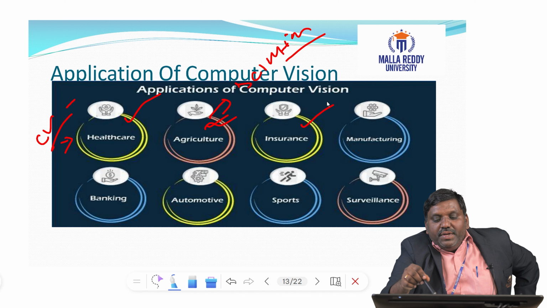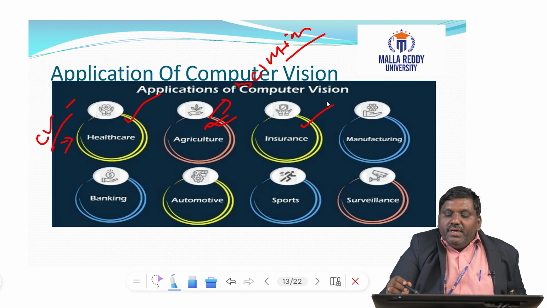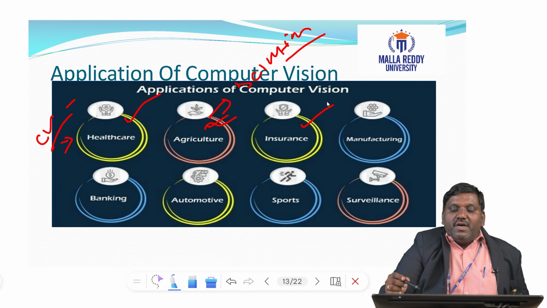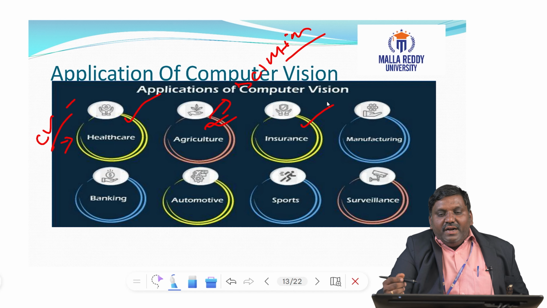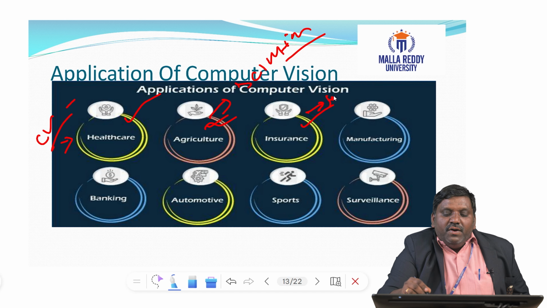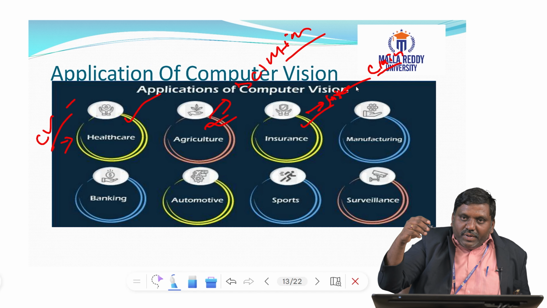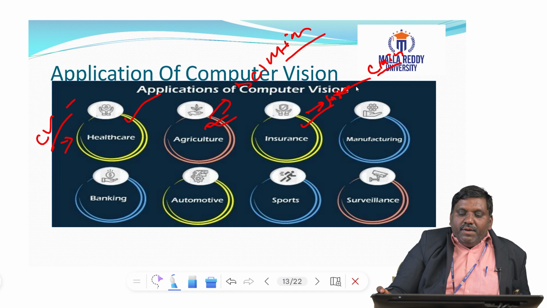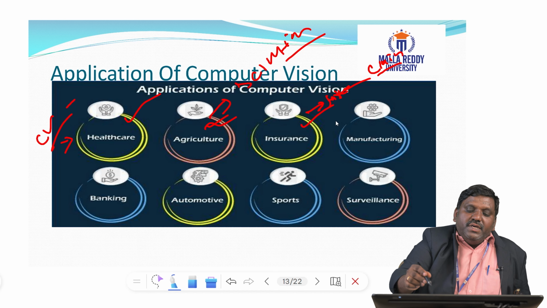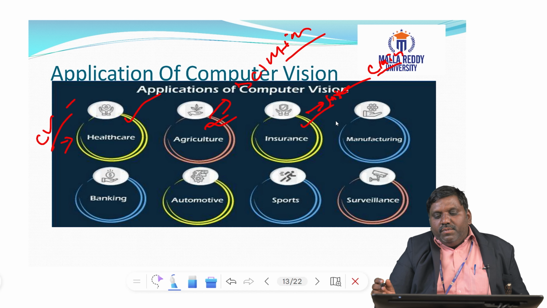Then in the insurance company, with the help of CV algorithms, we can detect fake claims, etc. We can improve the processing speed of claims. So for that also, we are using the computer vision algorithm.